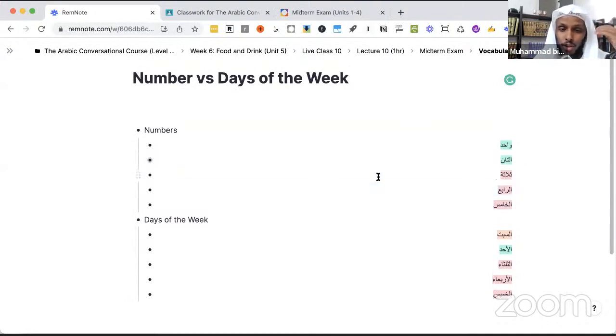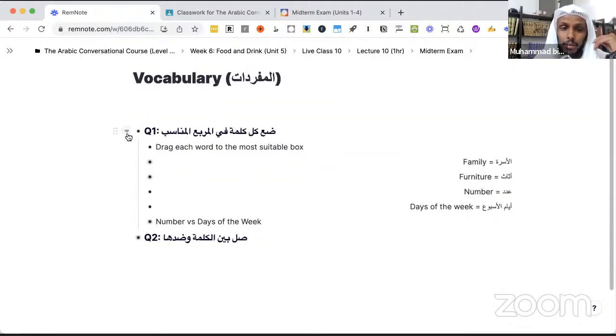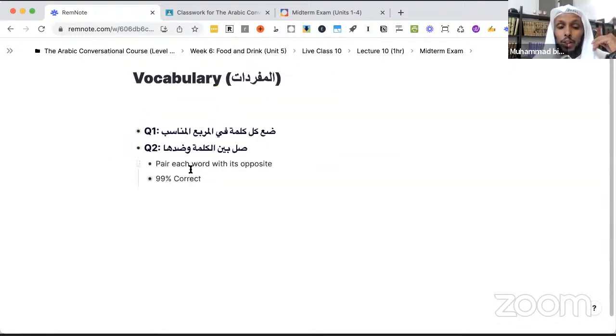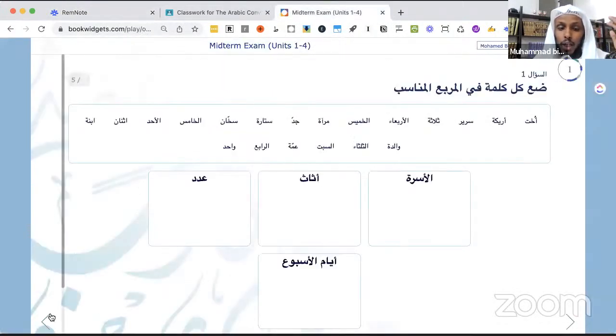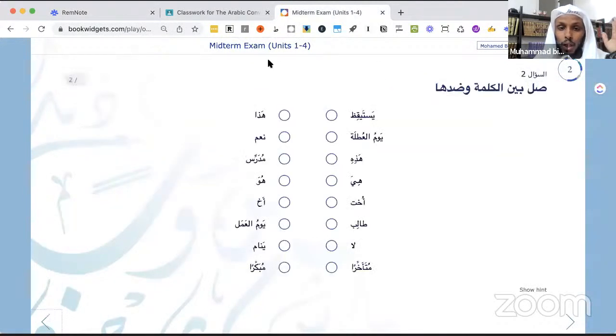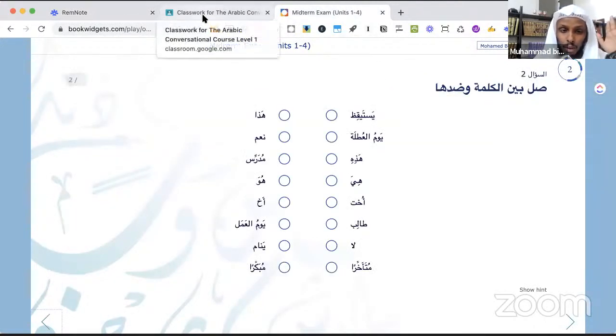There is no shortcut. You just have to recognize these words. ثلاثة, ثلاثاء. You have to just recognize and memorize the differences there. Okay, that's the first question. The second question was about pairing each word with its opposite. Okay, which alhamdulillah most of you got right. 99% of you got it right.